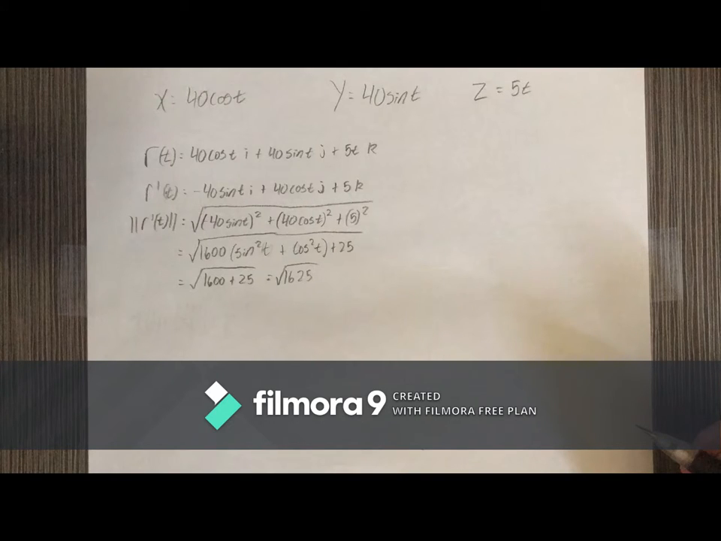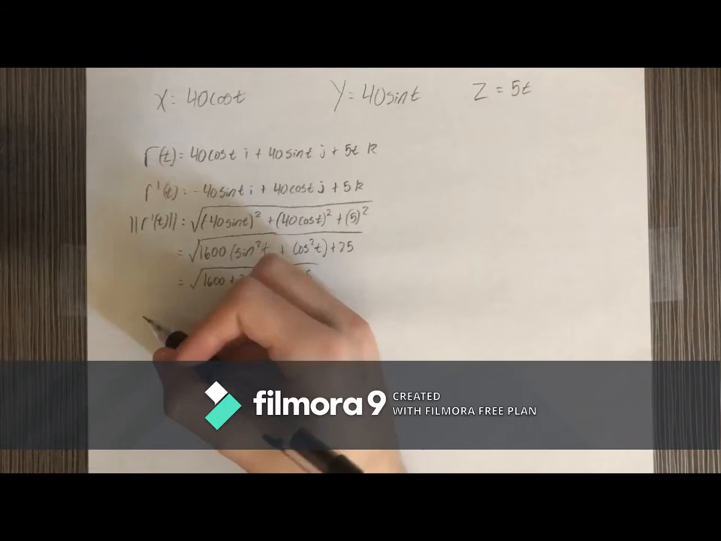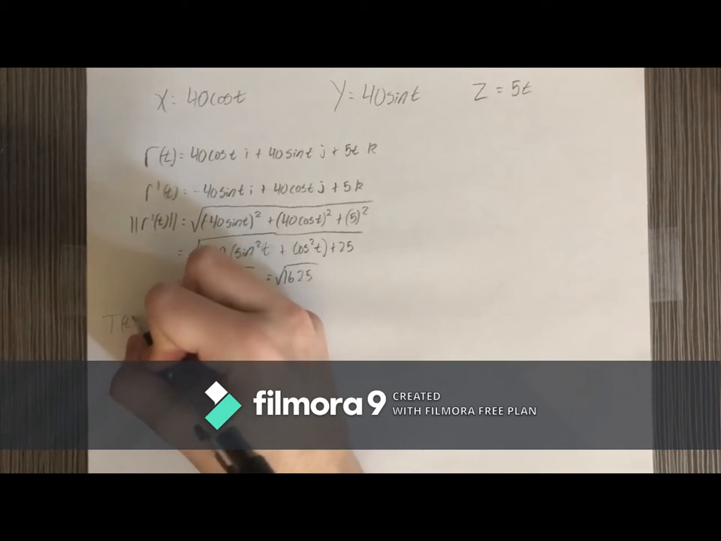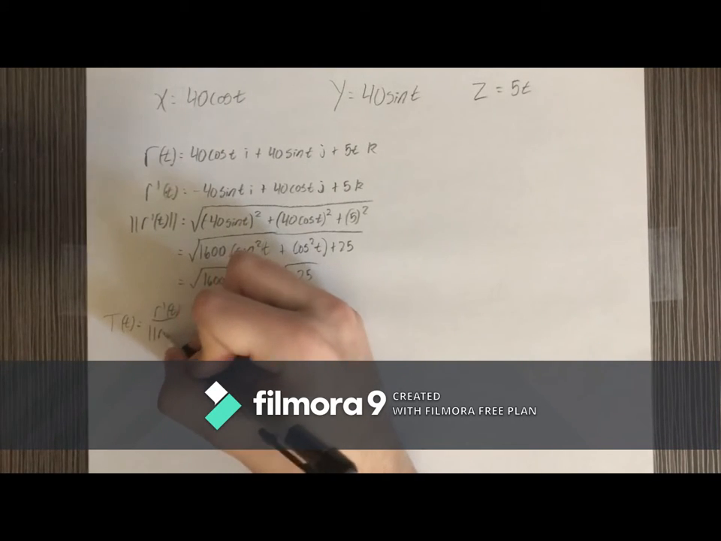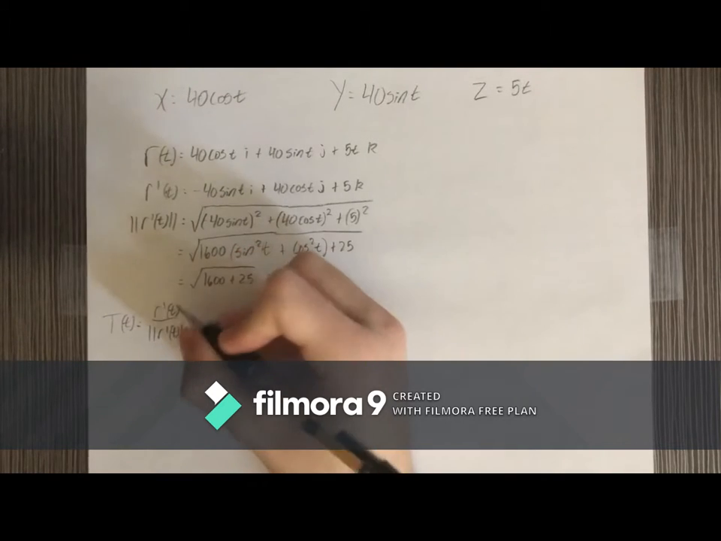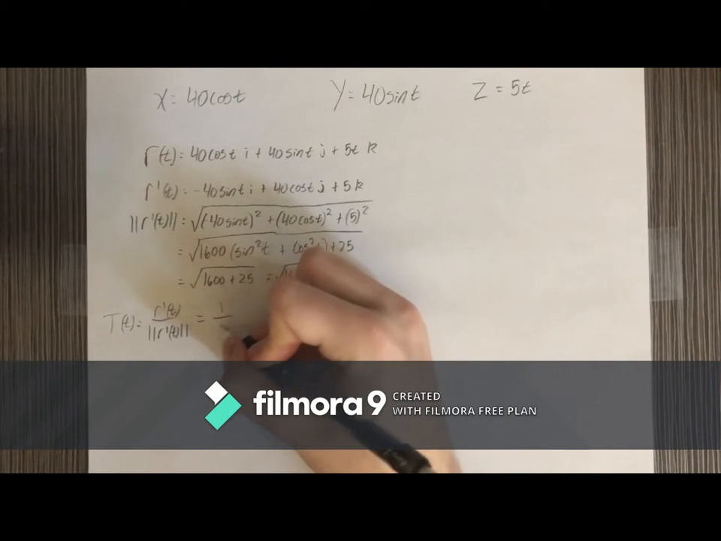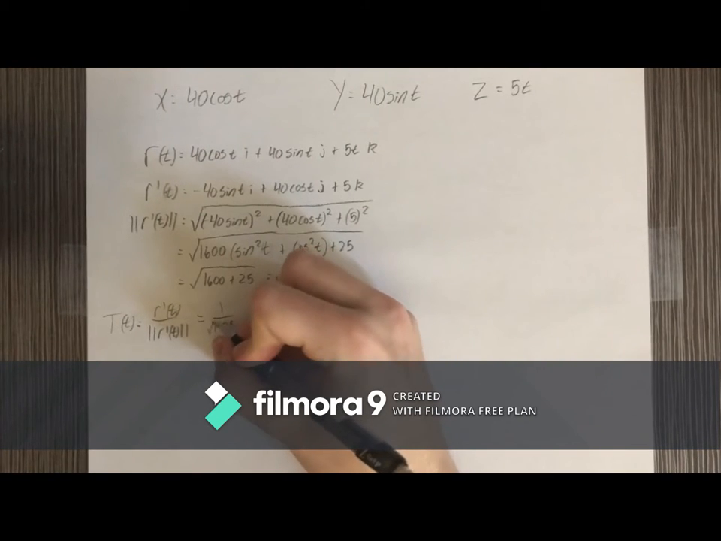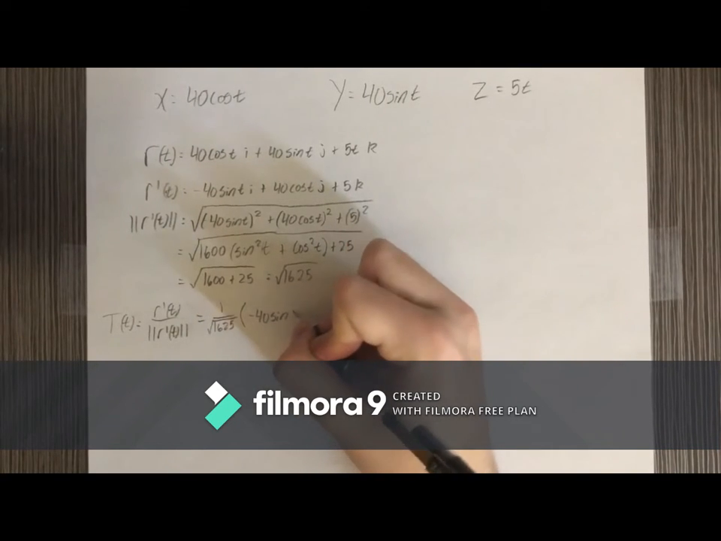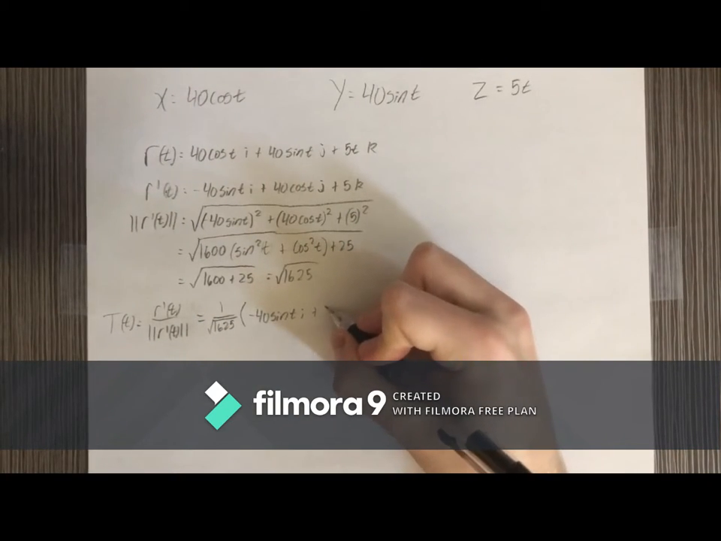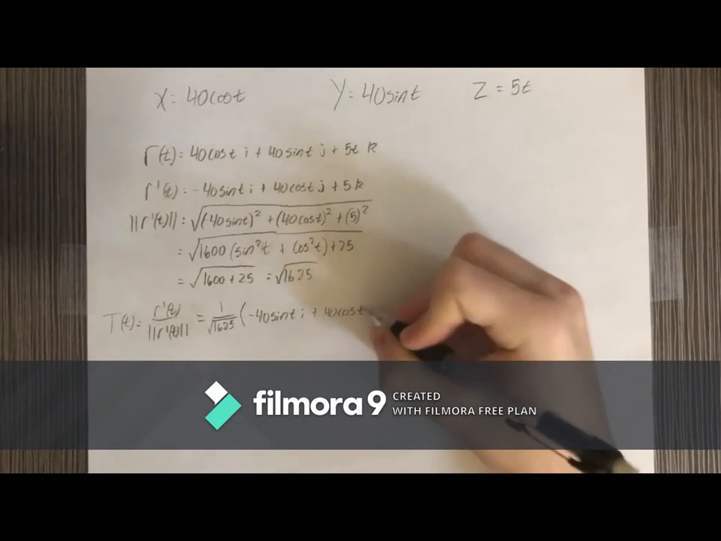We must first find r of t, r prime of t, as well as the magnitude of r prime of t from the same equations as before, so we simply reused what had already been written. After this, we must find T of t, or the tangent vector at point t. To find T of t, we must first divide r prime of t by its magnitude, resulting in T of t equals 1 over the square root of 1,625 times (negative 40 sine t i plus 40 cosine of t j plus 5k).